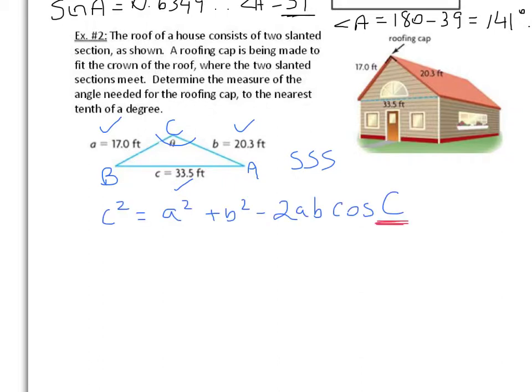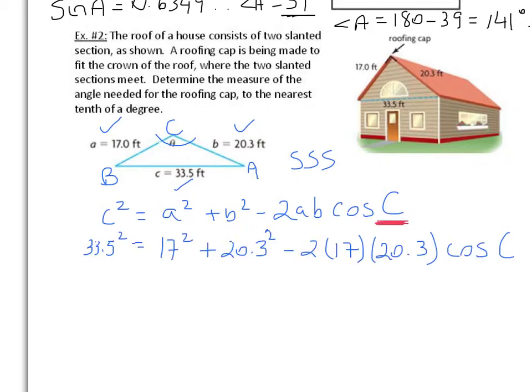Okay, so this is the cosine law: c squared equals a squared plus b squared minus 2ab cos C. We're looking for this angle right here, C, remember? Alright, so we filled in the values. So little c is 33.5, a is 17 because it's across from angle A, and little b is 20.3 because it's across from angle B.